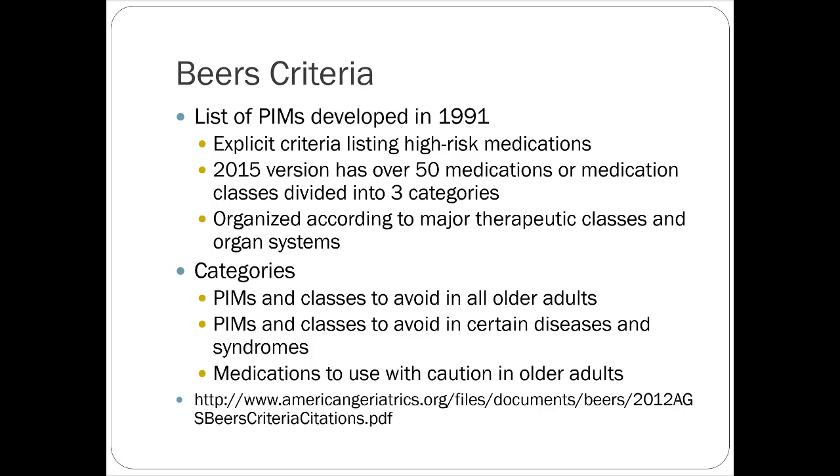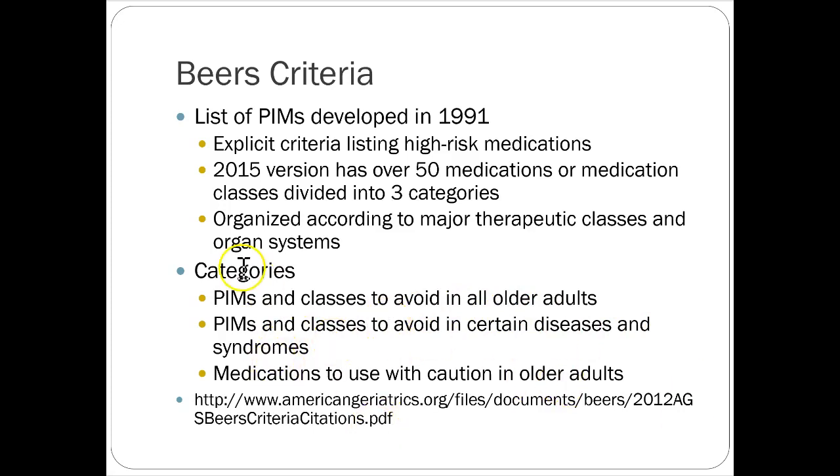This particular Beers criteria, again, was developed in 1991. This is the most common one cited in the US, I think. It's an explicit criteria listing high-risk medications. The 2015 version is the most recent one. It has over 50 medications or medication classes divided into 3 different categories. And again, the Beers criteria has gotten better over time, but it still really is fundamentally a list of potentially inappropriate medications to watch out for using in elderly patients. Categories: PIMs and classes to avoid in all older adults, PIMs and classes to avoid in certain diseases and syndromes, and medications to use with caution.